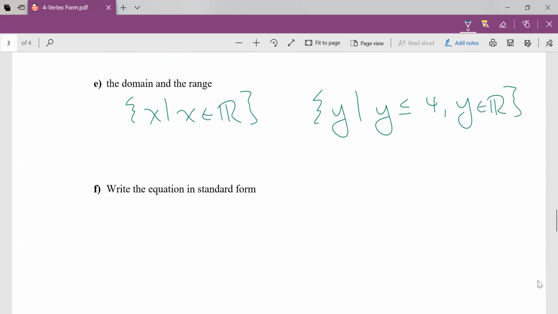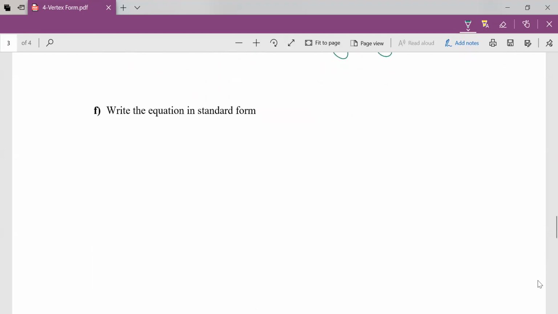Okay, and then the last part here says, write the equation in standard form. Well, we haven't looked at standard form in a while. Remember, standard form's where we started this unit. It looked like this. It didn't give us a lot of information.